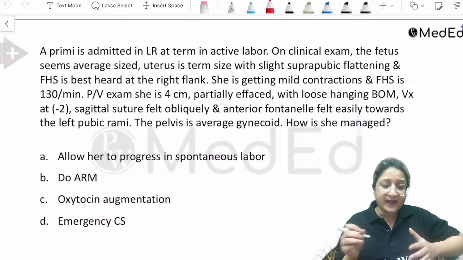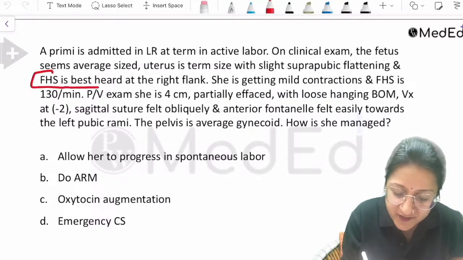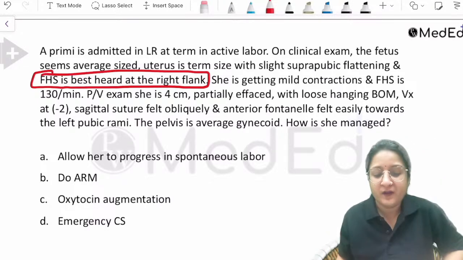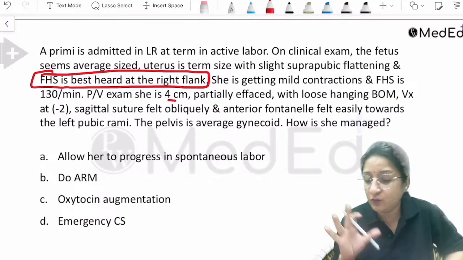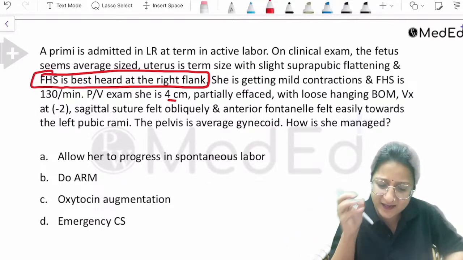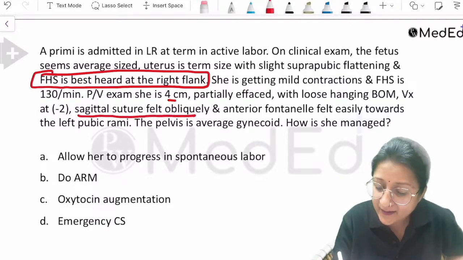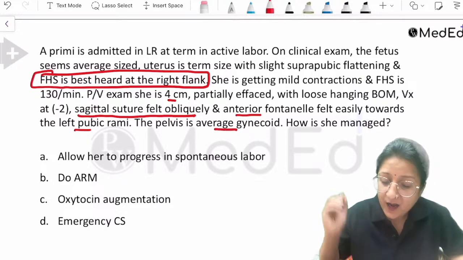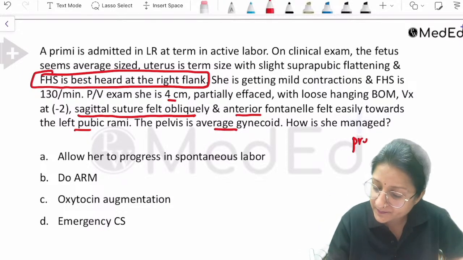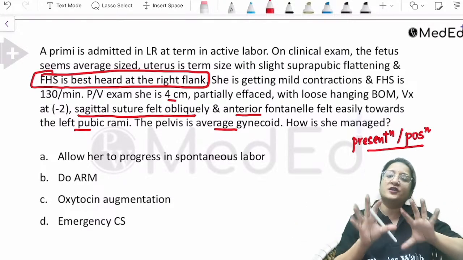The woman is in active labor. They have given all the necessary information. Your most important clue is FHS best heard at the right flank. They are saying that she is 4 cm dilated, partially effaced, all that is fine. Loose hanging bag of membranes, that is also fine. These findings are just encountered at 4 cm dilatation. Sagittal suture felt obliquely, anterior fontanelle towards the left pubic rami. So, pelvis is average gynecoid. How is she managed? What is the presentation? What is the position? She is laboring in which position? Occipito anterior position or occipito posterior position?